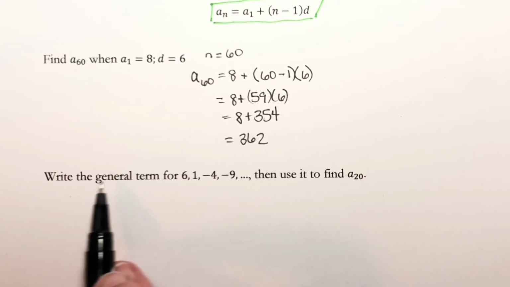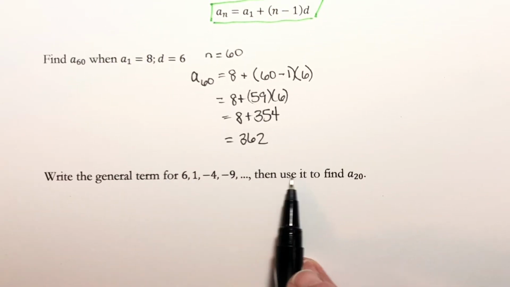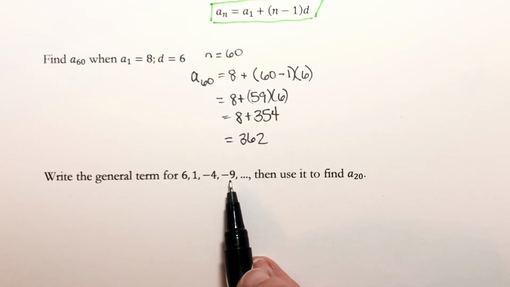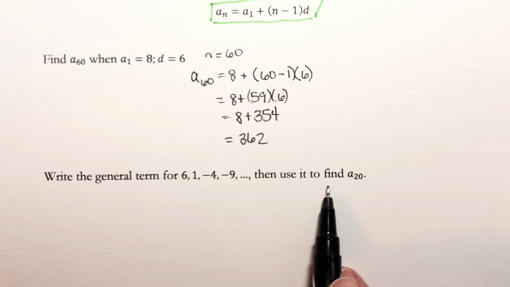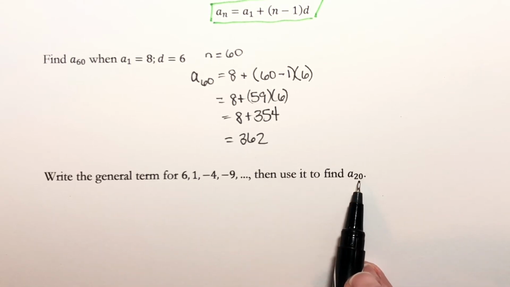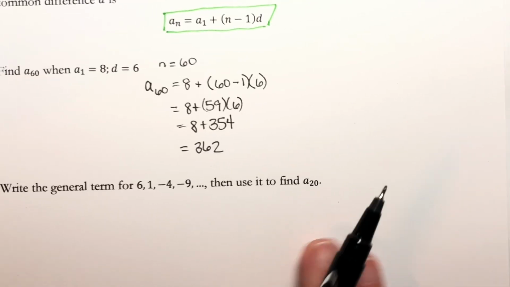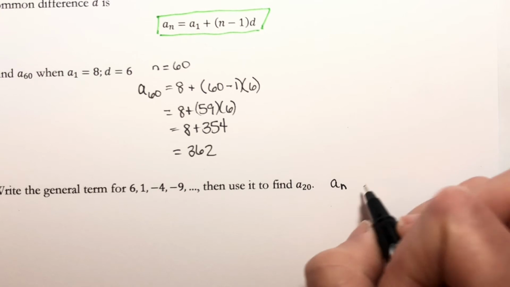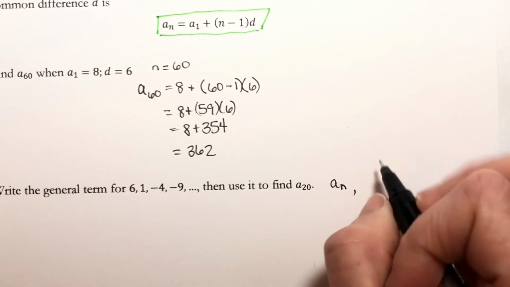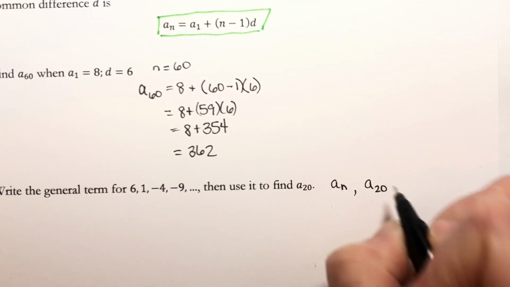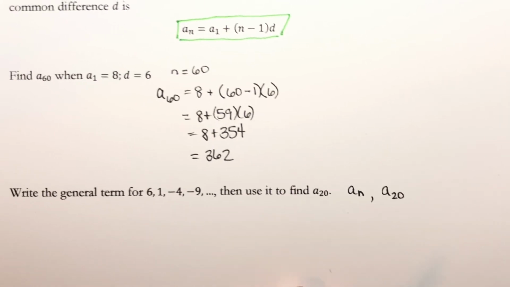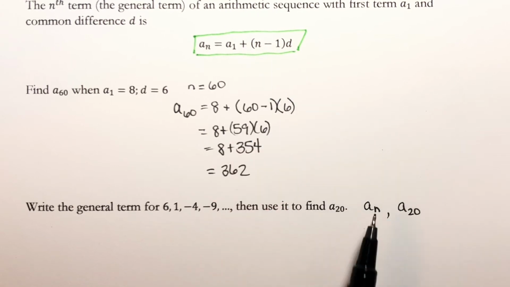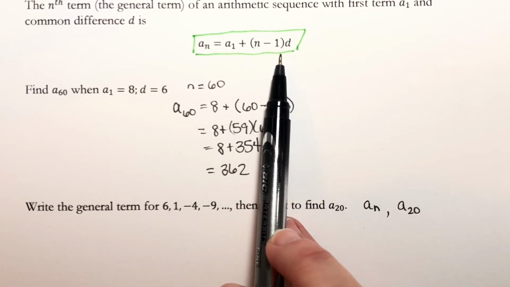We want to write the general term for this sequence: 6, 1, negative 4, negative 9, and so on. And then we want to use that to find A sub 20. So we have two parts here. We're going to use this information to find A sub n, and then we're going to use our formula for A sub n to find A sub 20. Now to find these, we need to know A1, our n, we can leave as n at first, and we need to know our d.